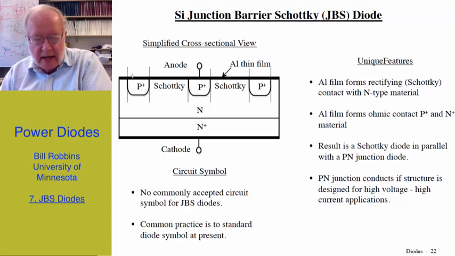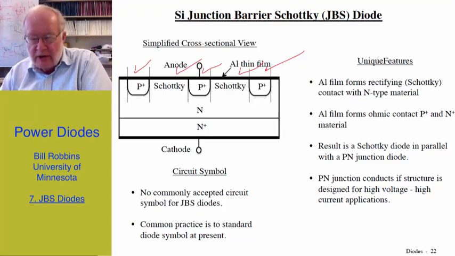So we have alternating PN junction, Schottky, PN junction, Schottky, PN junction. So we have a highly interdigitated structure. There's no commonly accepted circuit symbol at this point for JBS diodes, and the common practice is to use a standard diode symbol at present.